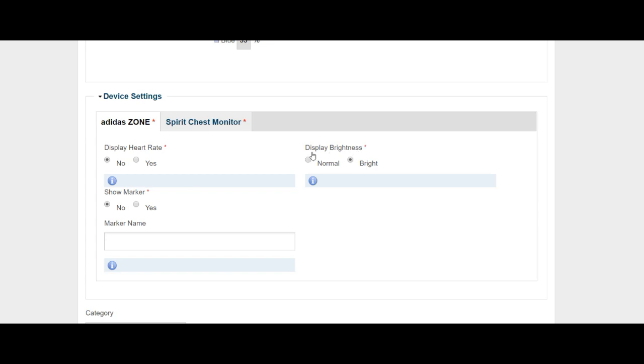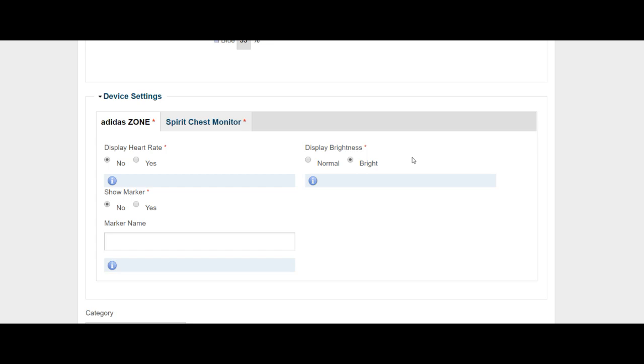The other setting is display brightness. Normal means where the setting normally is. What I would do is click it to bright on most of my lessons, especially if I'm outside. And the good thing about this is, as I am monitoring the students and watching their technique, watching what's going on in class, I can easily see what zone they're in.